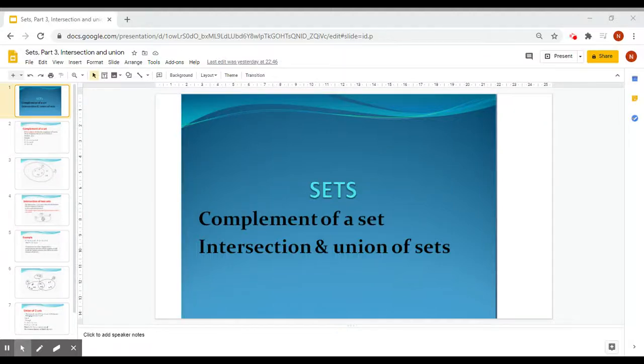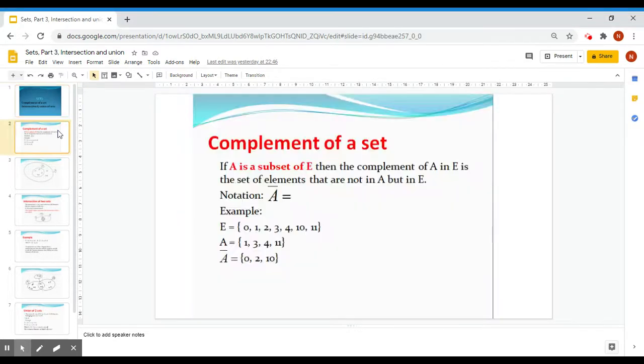In this video, we're going to talk about complement of a set and the intersection and union of two sets. So first, what is a complement of a set? To talk about a complement of a set, a necessary condition should be that one set should be a subset of another. So if A is a subset of E, then the complement of A in E is the set of elements that are not in A but in E. So this is the notation of the complement.